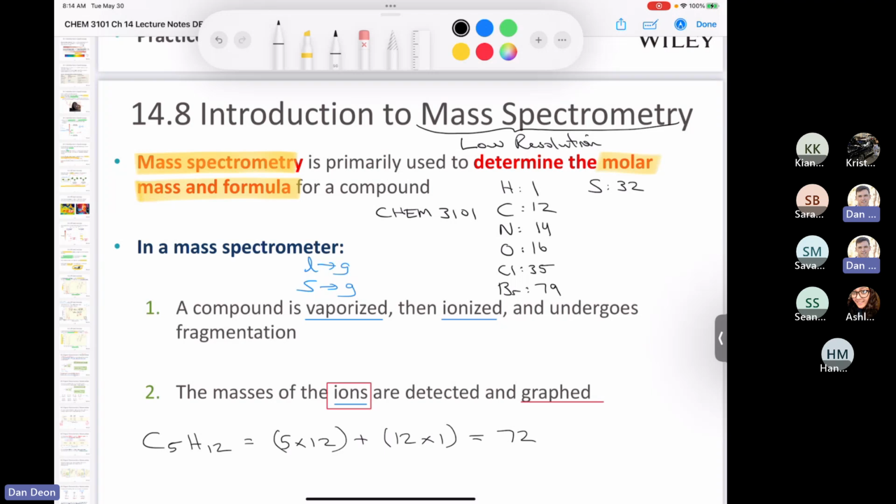We're going to use low resolution mass spectrometry, which is the only thing we're going to talk about, and we're going to use these masses to the ones place. So don't worry about any decimals whatsoever. All right, cool. Now that we've got that out of the way, let's talk a little bit more about these ions, because if you just look at a molecule like C5H12, well, that's not an ion, is it? No, it's not. So how do we make an ion?